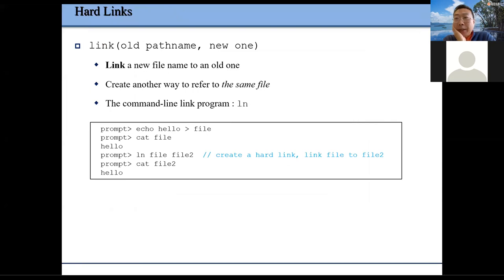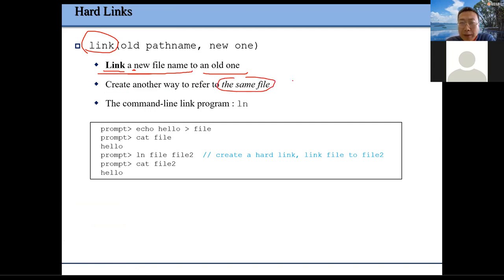Basically, as we mentioned here, link is a system call. You provide the old file path name, then a link to the new file. Description: this system call link can link a new file name to an old one. Okay, then this is kind of another name for the same file.